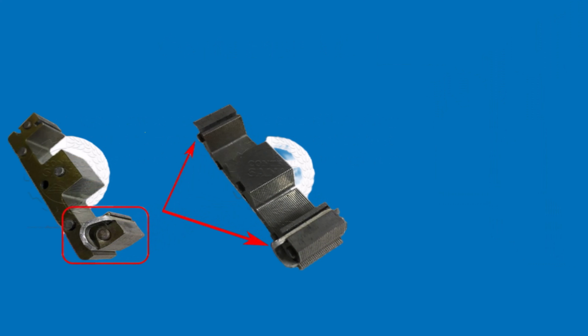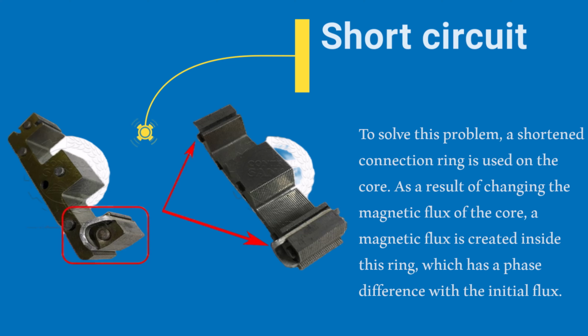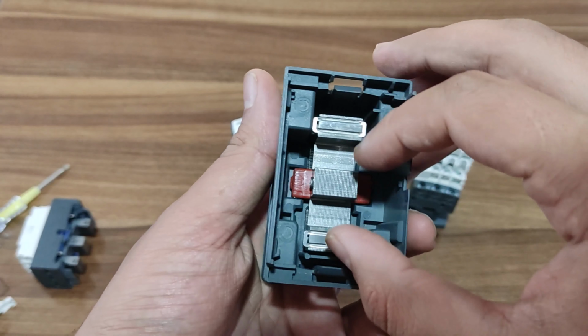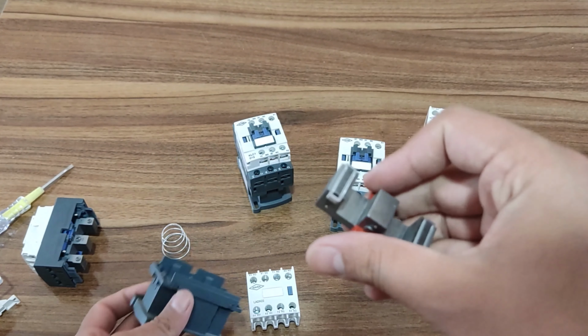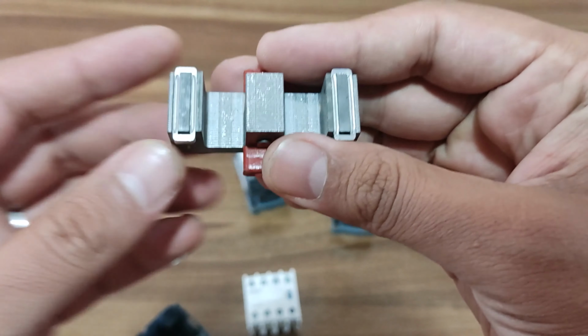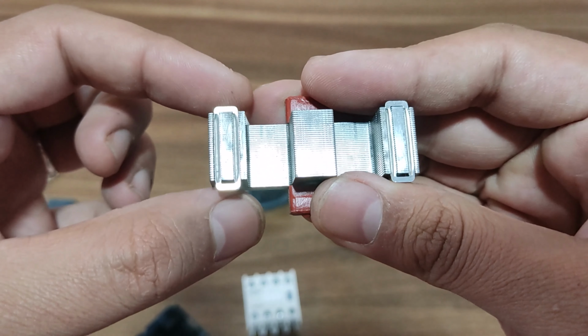The variability of the current causes the variability of the magnetic flux created inside the core, and as a result, the force acting on the moving core, which is directly related to the square of the magnetic flux created in the core, will be variable. The variability of this force causes the moving core to start disconnecting and connecting and vibrating.